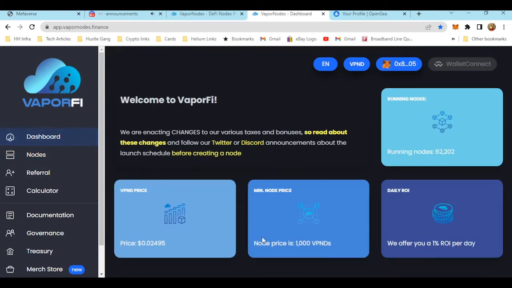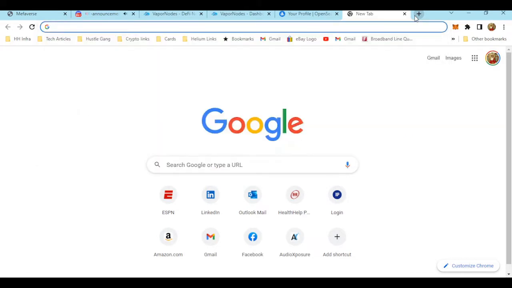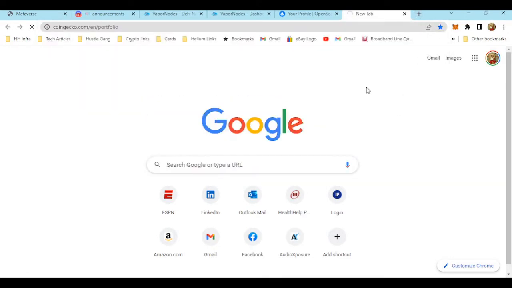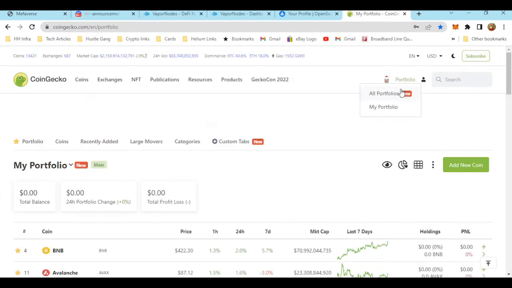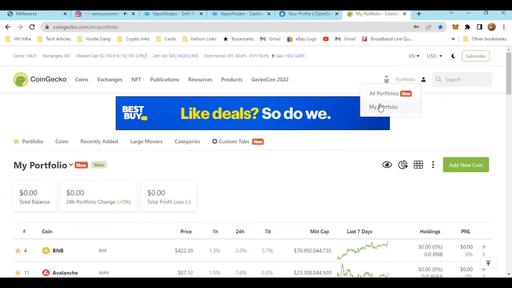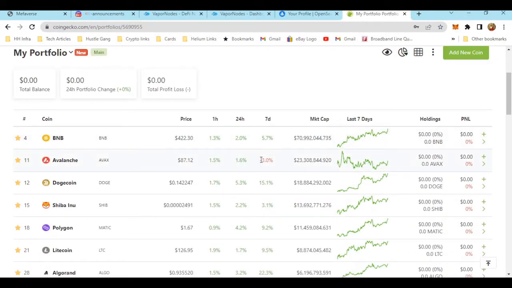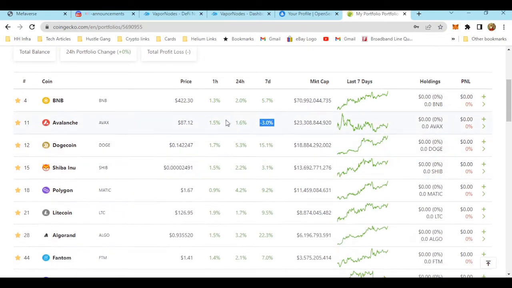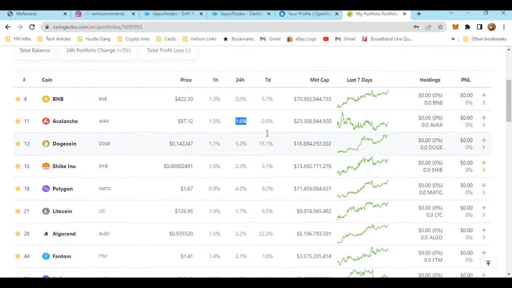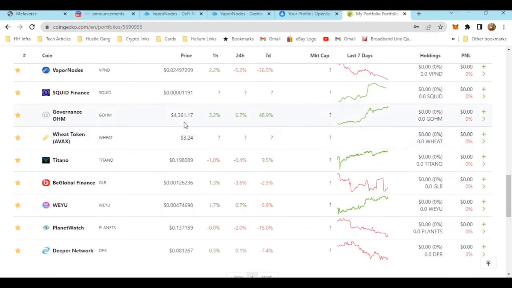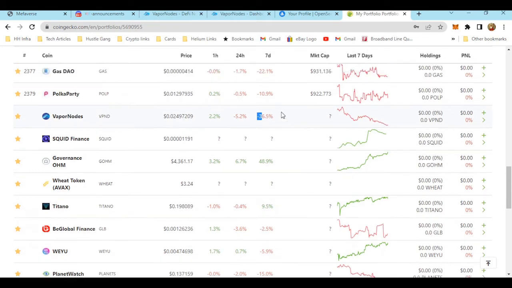The other thing to take into account is right now we're kind of down. We're down here to 2.4 cents, 2.5 cents on VPND, and if I'm not mistaken, I believe Avalanche is up. The reason I bring this up is because Avalanche is down 3% over the last 7 days, but up 1.6% over the last 24 hours, whereas VPND is down 36% over the last 7 days.